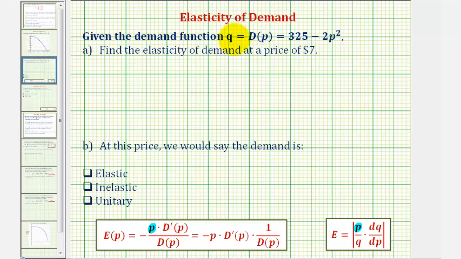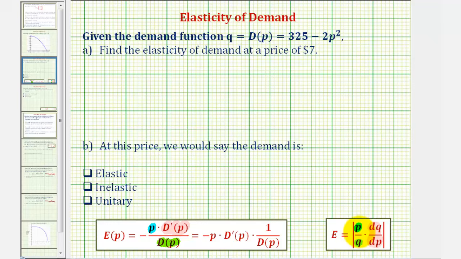Next, D of P is equal to Q, and therefore this D of P in the denominator is equal to this Q here. The derivative of the demand function, D prime of P, would be the same as dQ/dP. So this derivative function is equal to dQ/dP. And because we want the elasticity to be positive, here we're going to take the opposite of this quotient because D prime of P is always negative. And in this formula here, we're taking the absolute value. Either way, the result is that E is positive.